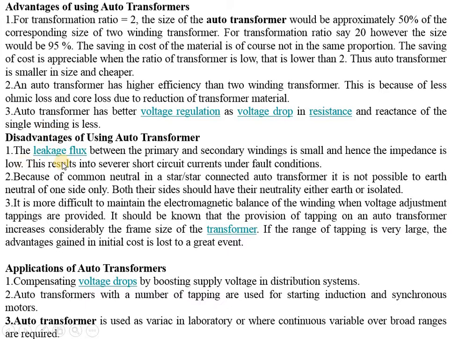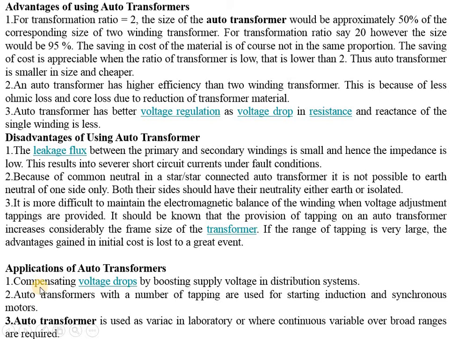Now the disadvantage is the leakage flux between the primary and the secondary winding is small and hence the impedance is low. This results in severe short circuit current under fault conditions. Because of the common neutral in a star connected auto transformer, it is not possible to earth the neutral of one side only. Both sides should have their neutrals either earthed or isolated. And the third disadvantage is it is more difficult to maintain the electromagnetic balance of the winding when voltage adjustment tappings are provided. It should be known that the provision of tappings on an auto transformer increases considerably the frame size of the transformer. So these are the disadvantages.